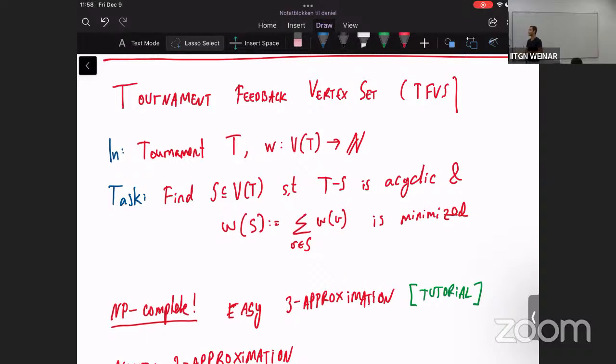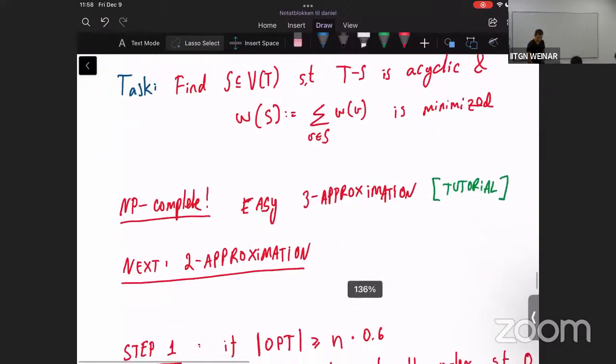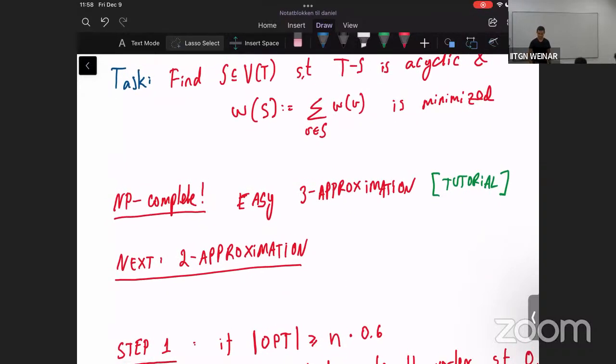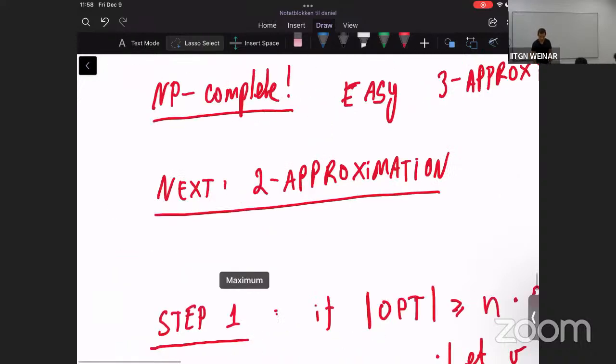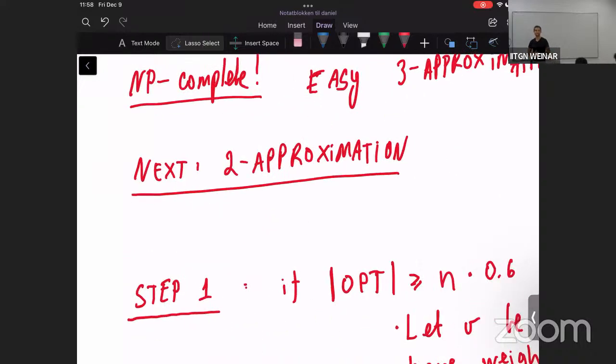Or you have the weighted version where every vertex has a weight, and you ask what is the minimum weight of a vertex set S, so that after you remove it, you can rank everyone from best to worst in a consistent manner, right? So that T minus S is acyclic. So this is also an NP-complete problem. It has an easy factor 3 approximation algorithm, which I will have you do in the tutorial. But what we're going to do is to get a randomized factor 2 approximation algorithm.